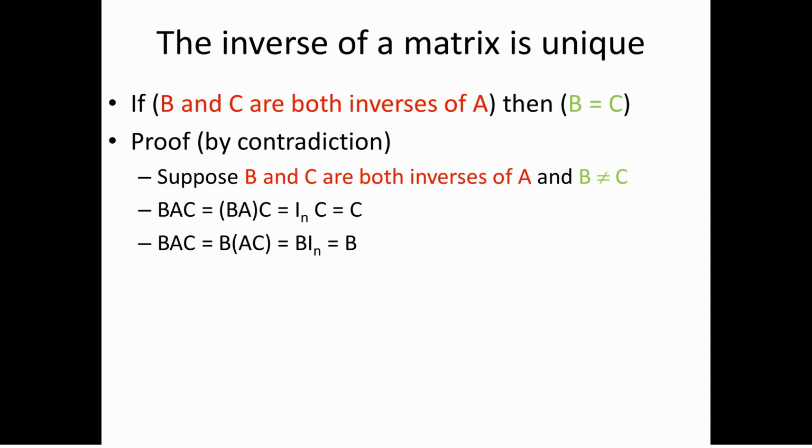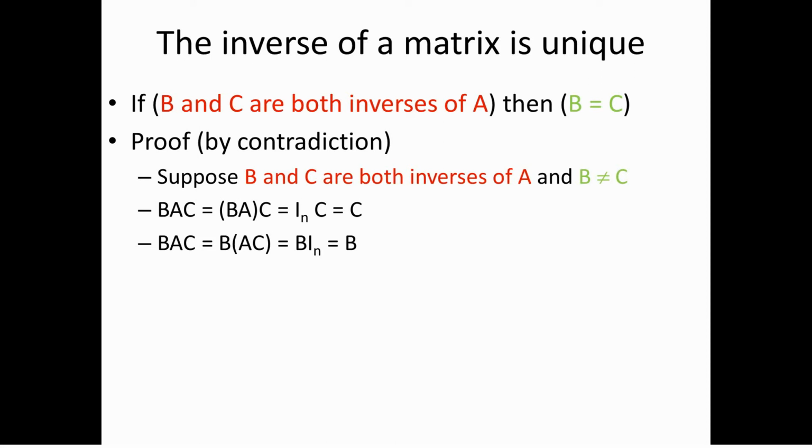Similarly, we can regroup the product BAC to be B times the quantity A times C. Again, by hypothesis, C being an inverse implies that A times C is the identity matrix, giving us B times the identity matrix, which is B.